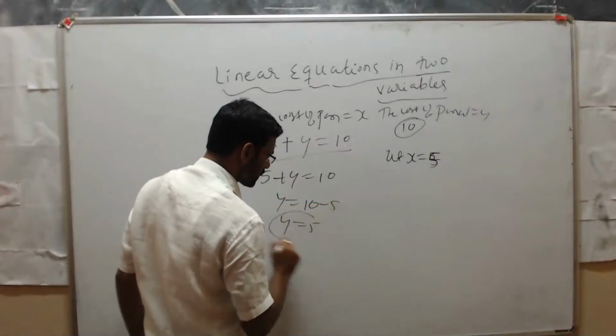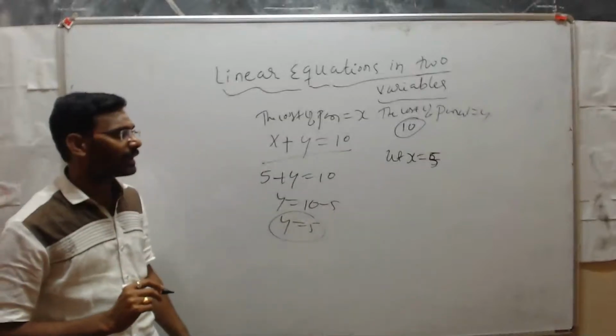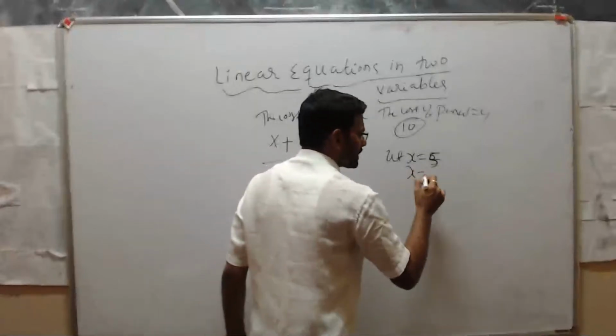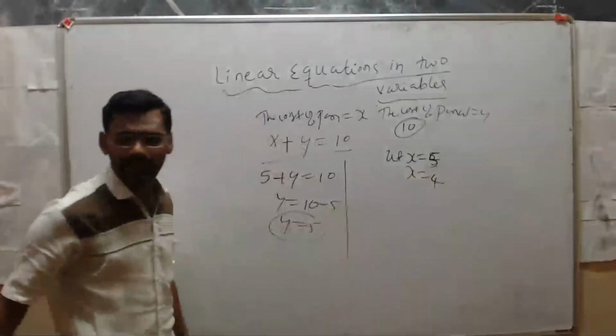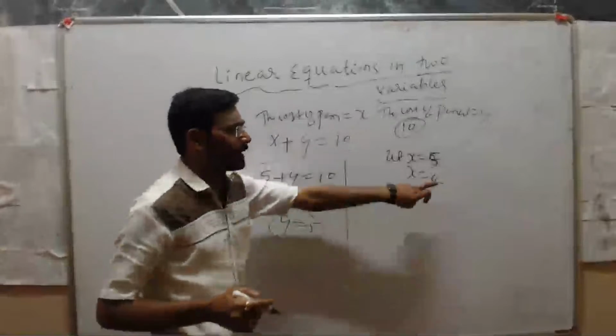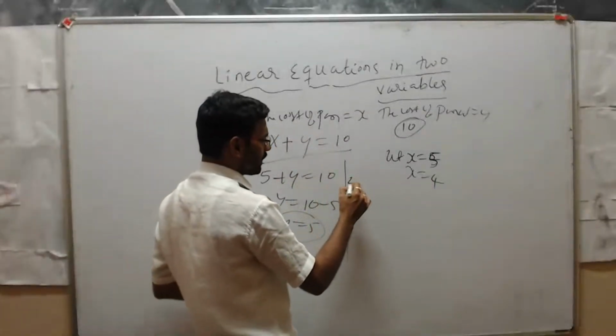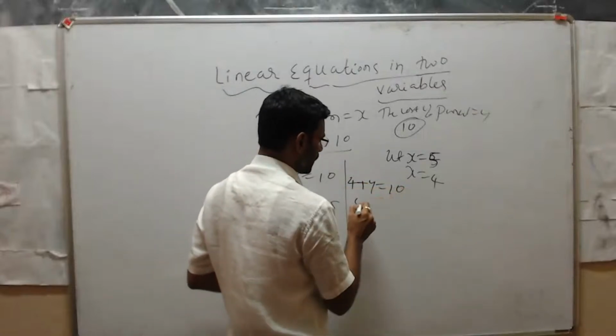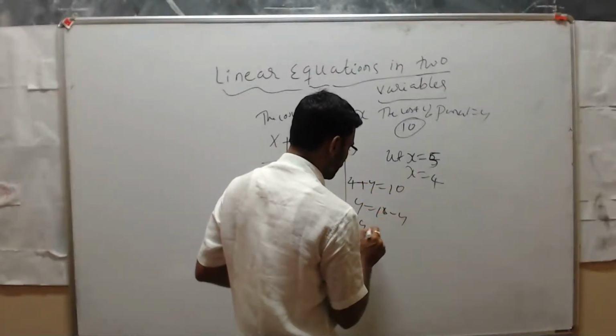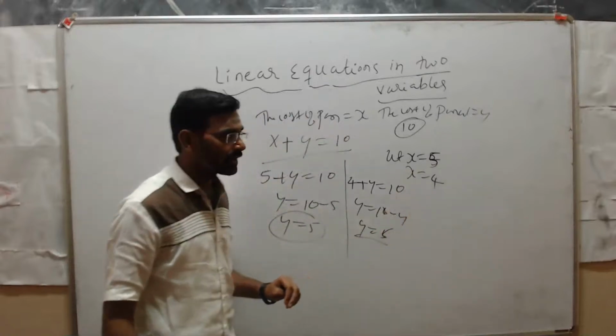Therefore, y is equal to how much? 5. Okay. If x is equal to 4, if the cost of pen is 4 rupees, what is the cost of pencil? X value is 4 plus y is equal to 10, y is equal to 10 minus 4, then y is equal to how much? 6.